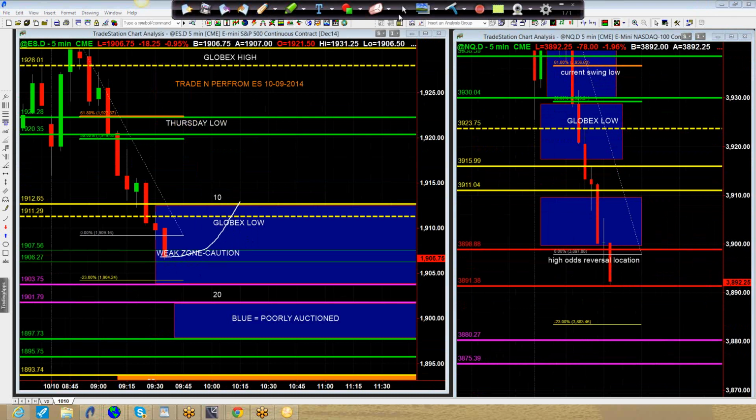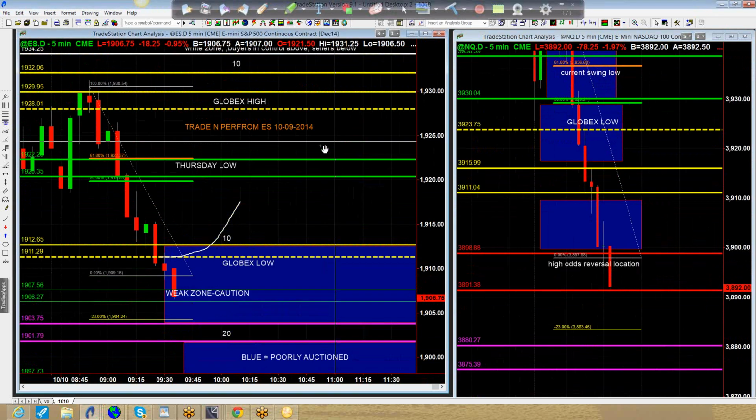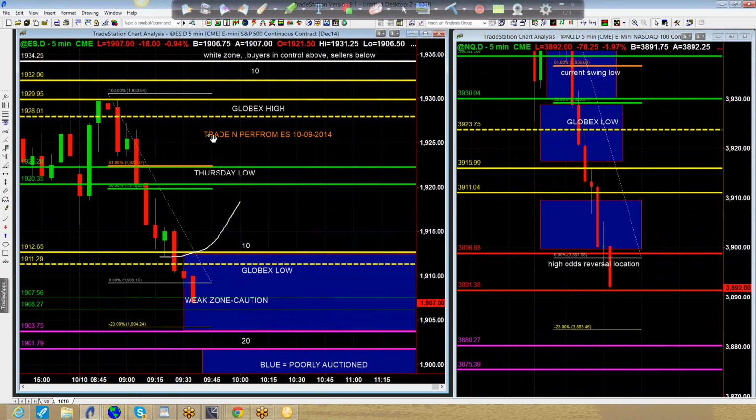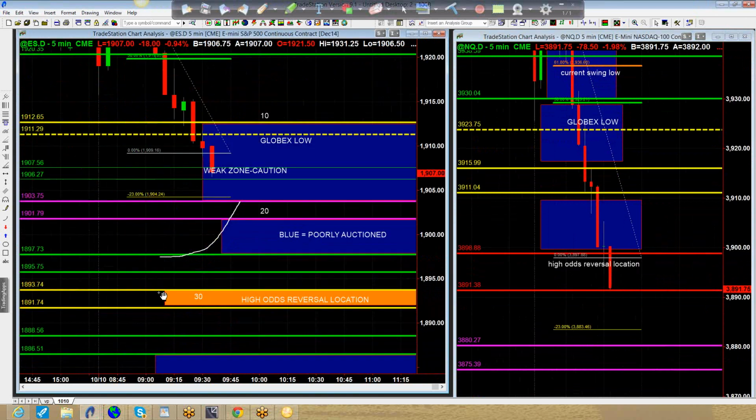Rotation-wise, let's not lose track of the rotations. From high to low, we've had 1929 to 1930 down to 1906. Still not a 30-point rotation. We had a 40-point rotation yesterday, I believe, from high to low. Someone correct me if I was wrong on that, please. So that would put us at 1891, if that's true, right? So please keep up with that and be aware.